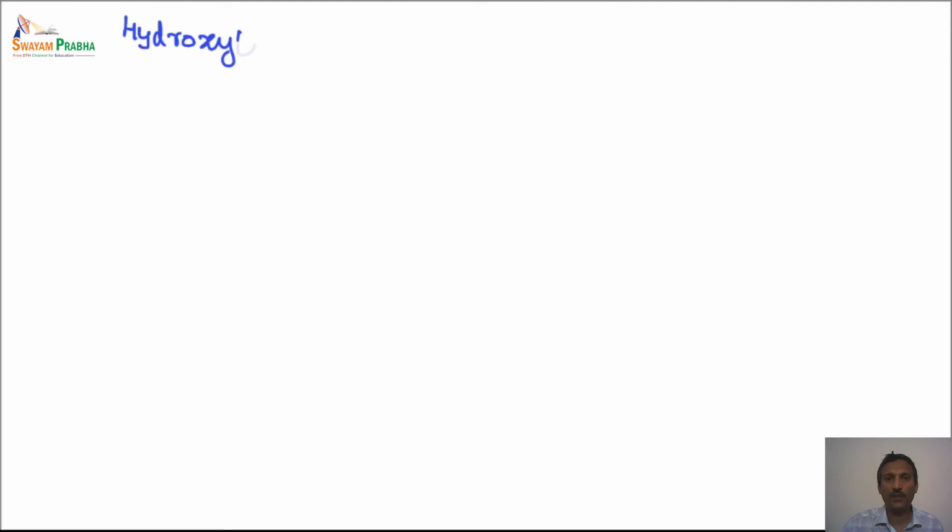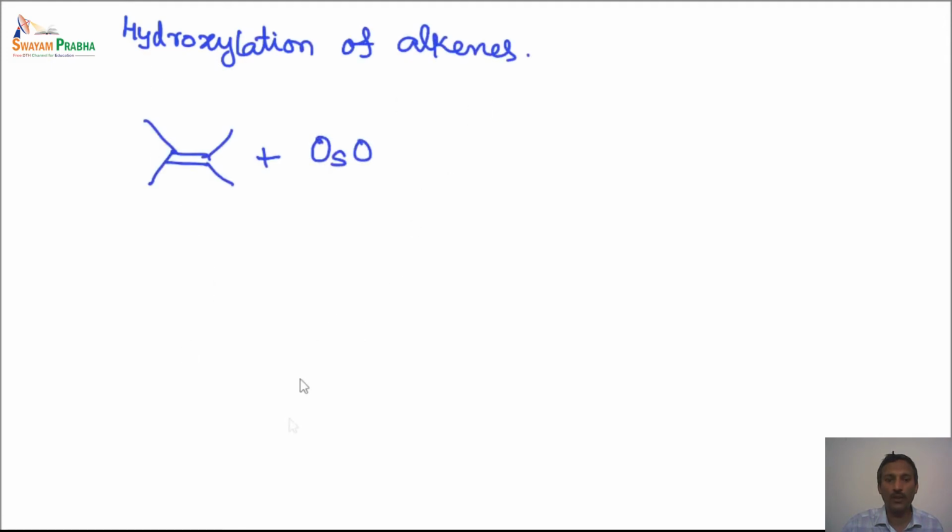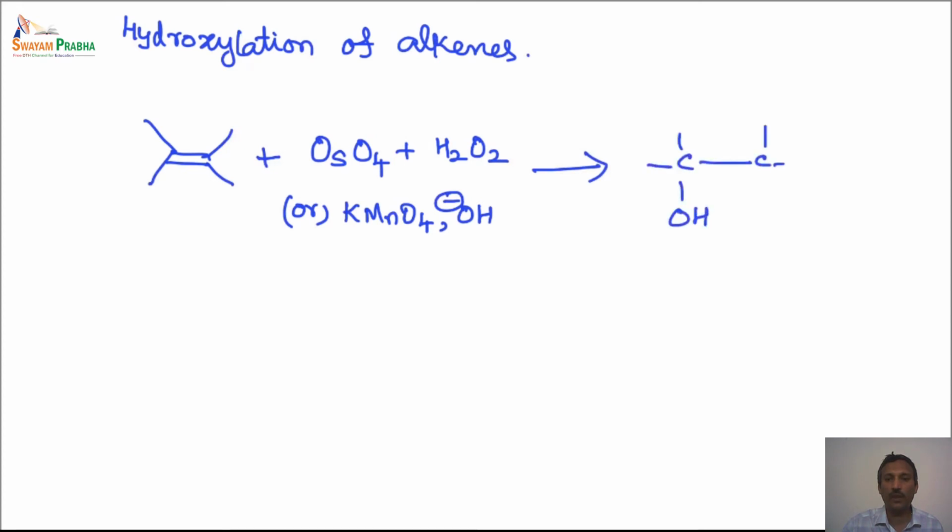This is the last synthesis for alcohols. So this is the hydroxylation of alkenes. So alkenes can be hydroxylated using osmium tetroxide in the presence of hydrogen peroxide, or KMnO4 in the presence of a base. These are the 2 different reagents which can be employed for the dihydroxylation of alkenes. So this leads to the formation of diols. So this diol is nothing but a glycol. So the glycol can be formed.